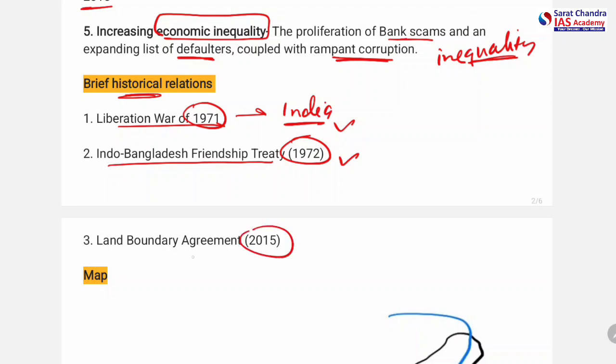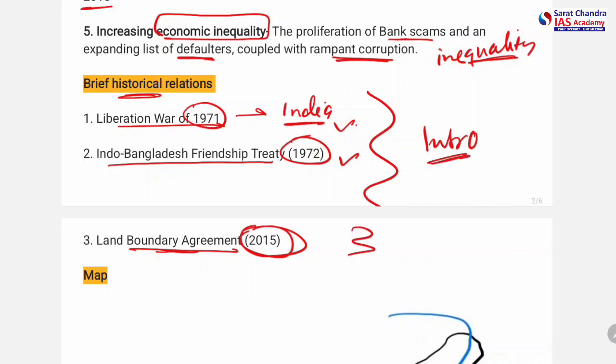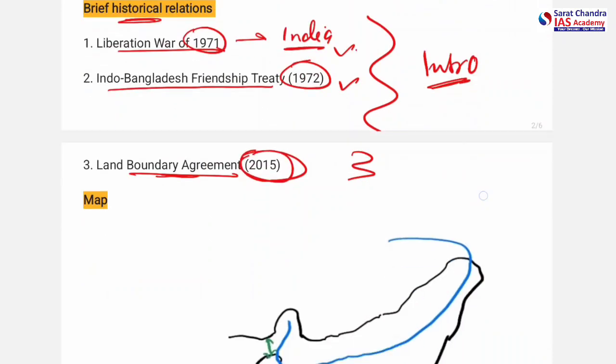Next, in recent times, the major achievement or positive in the India-Bangladesh relation was the land boundary agreement of 2015. Okay, so these are the major historical events between India and Bangladesh, and this can be used as an introduction also, saying that in the 1971 war India supported, and after that the Indo-Bangladesh Friendship Treaty makes the bedrock of the friendly and good relationship between India and Bangladesh. However, recent developments like the political crisis led to some kind of issues between India and Bangladesh. So in that way we can introduce questions related to India-Bangladesh.